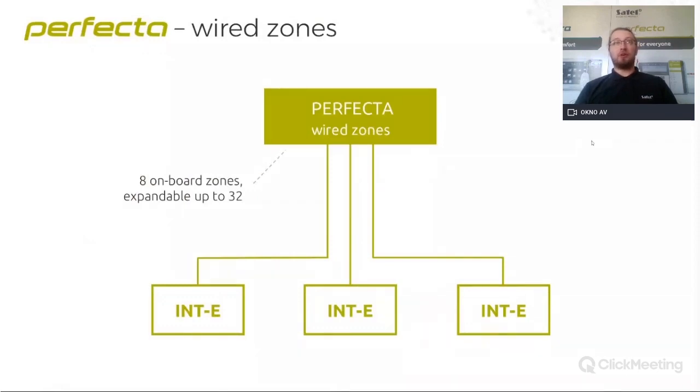So on board in all Perfectas, no matter what size the Perfecta is, you have 8 zones. You can expand it up to 32, of course in the Perfecta 32, by INTE modules. So you can use the same modules that you use from the Integra panel to connect them to Perfecta, and then have the possibility to expand wired zones.